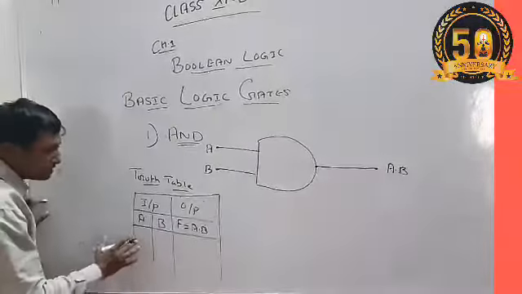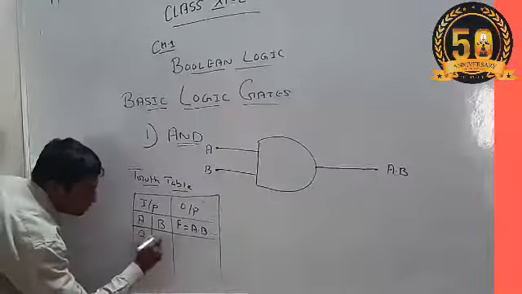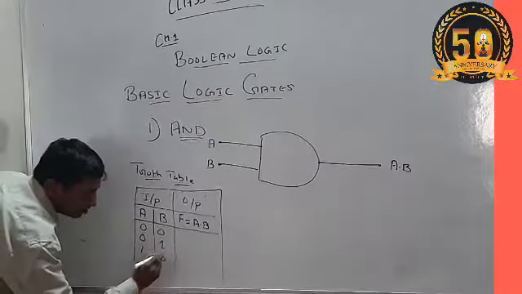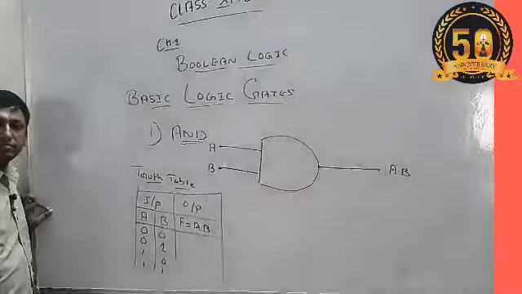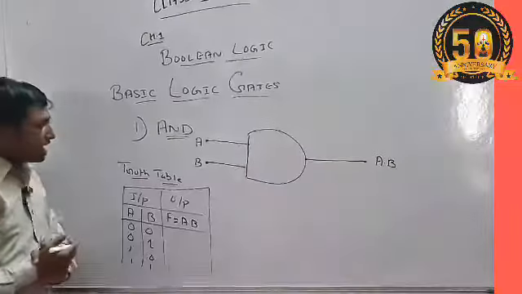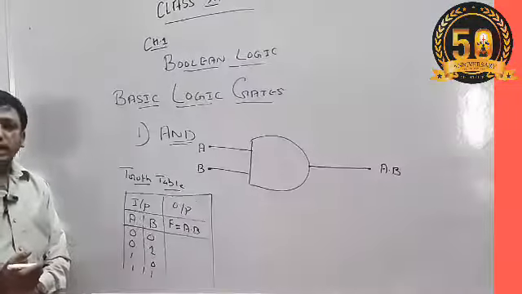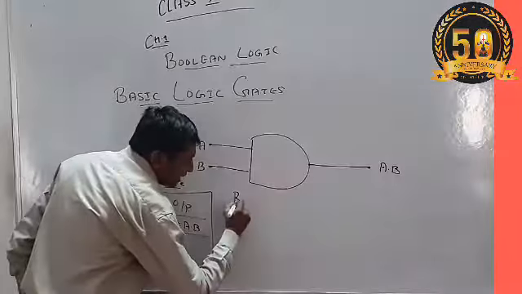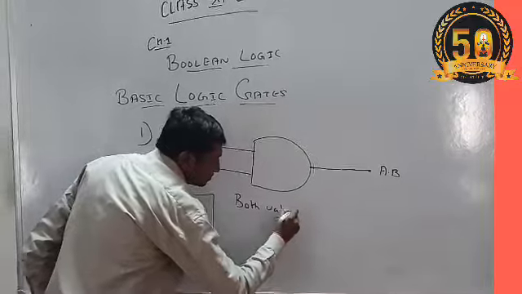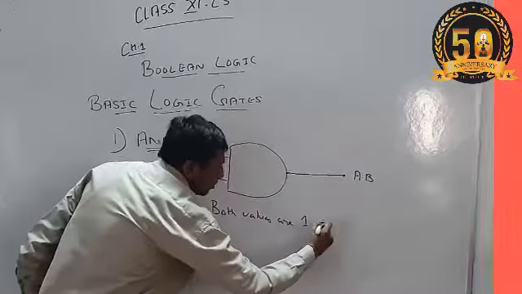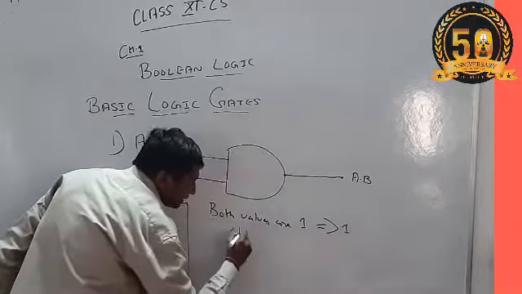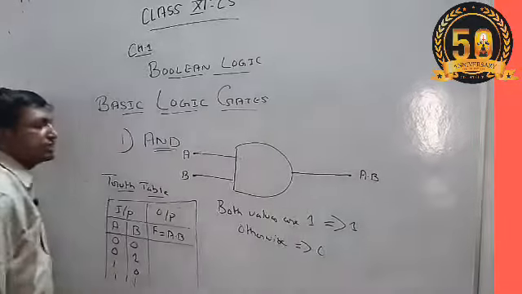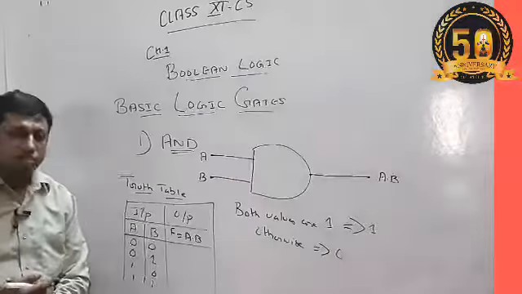Now what are the possible values of the input? Maybe both values are 0. First value is 0, second is 1. First one is 1, second is 0, and both values are 1. Now what does the AND gate say? The AND gate says that only if both the inputs are high do we get the high output. It means when both values are 1, only then we get 1, otherwise we will get 0. Here 1 is considered high and 0 is considered low.